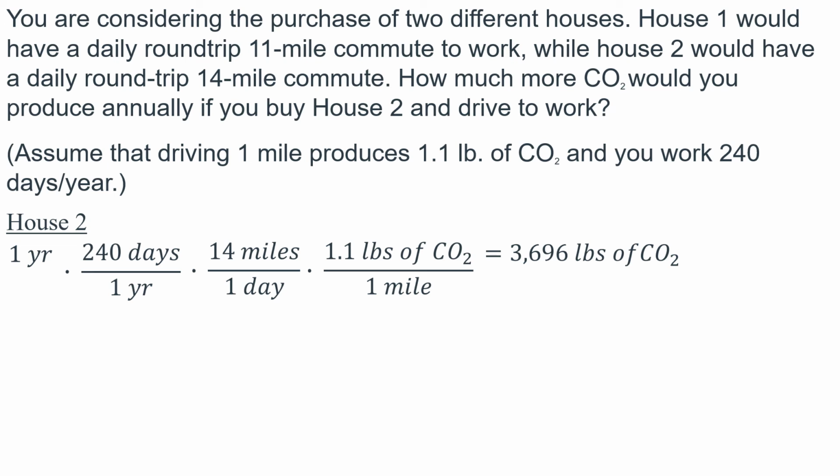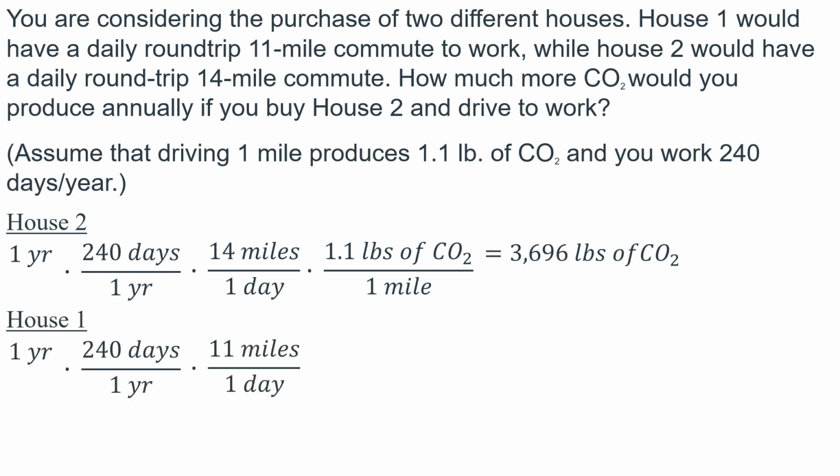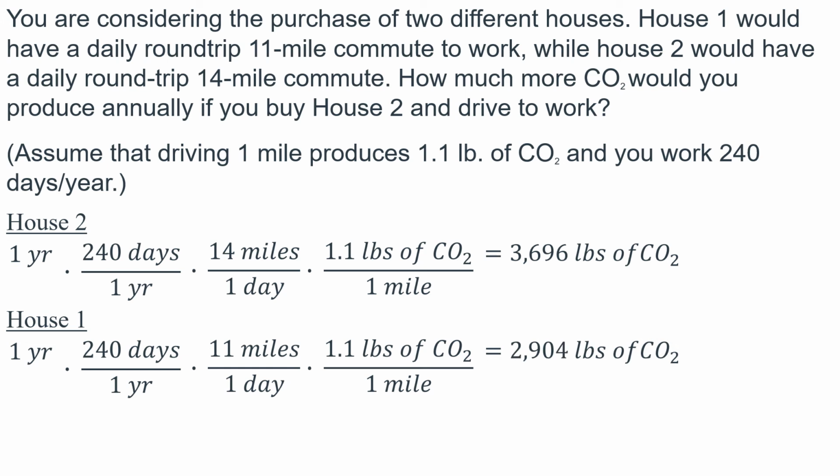I need to do all this work again for House 1, but since I have this set up already, all I'm going to do is change 14 miles to 11 miles. And once I do, I multiply all of that together and get 2,904 pounds of CO2.